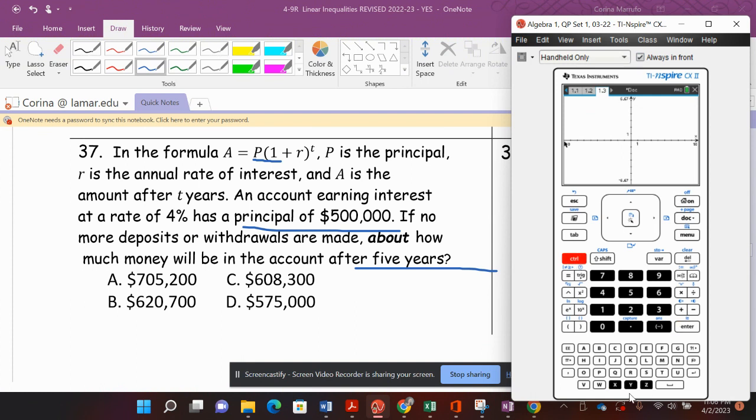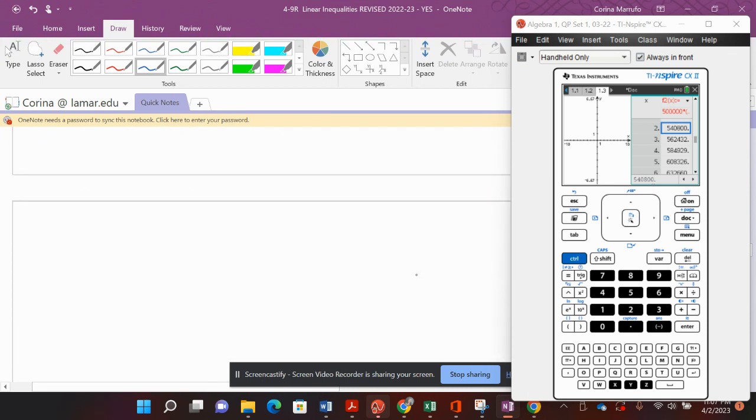And so we're looking for when x, or time, is 5 years. So I'm going to look up 5. If I look up 5 here, it is 608326. So it looks like this is the answer, because it says about, it's not the exact amount.